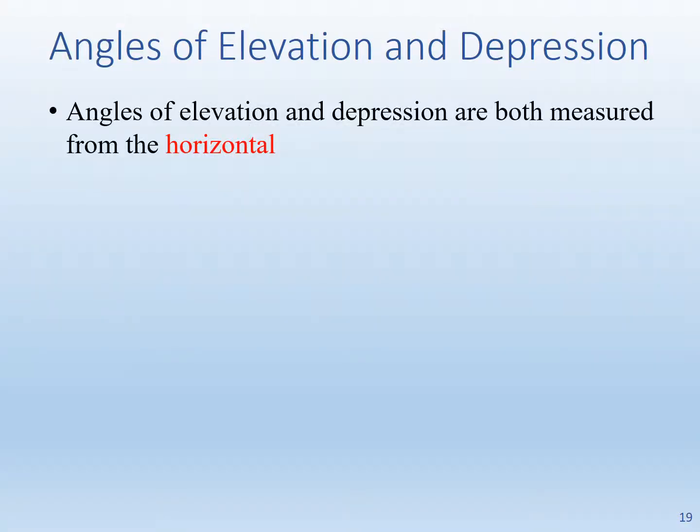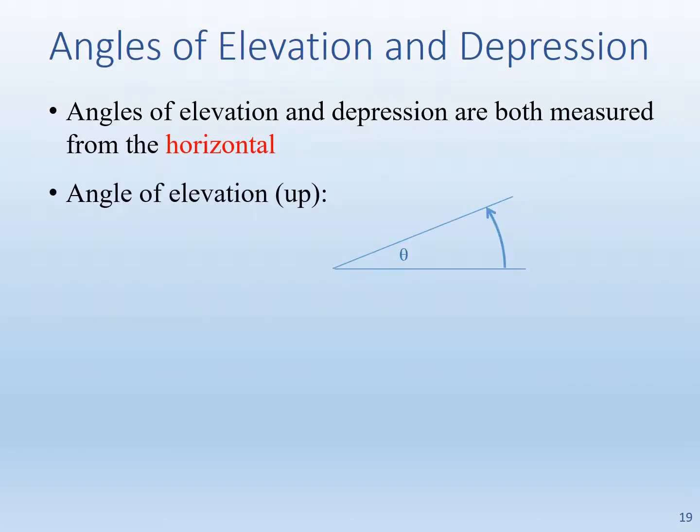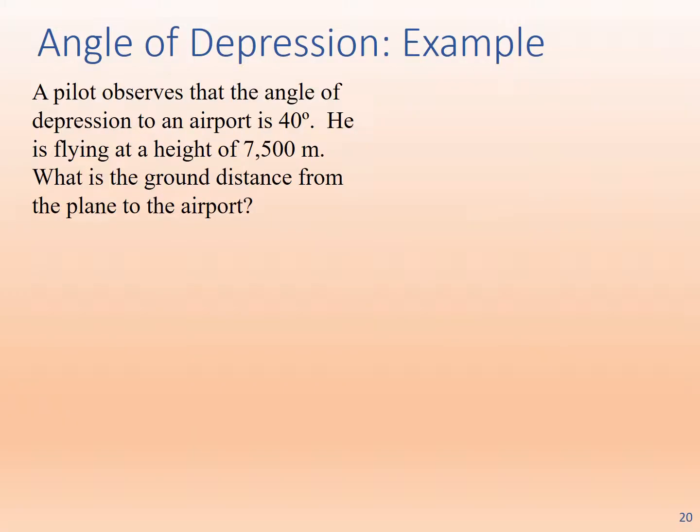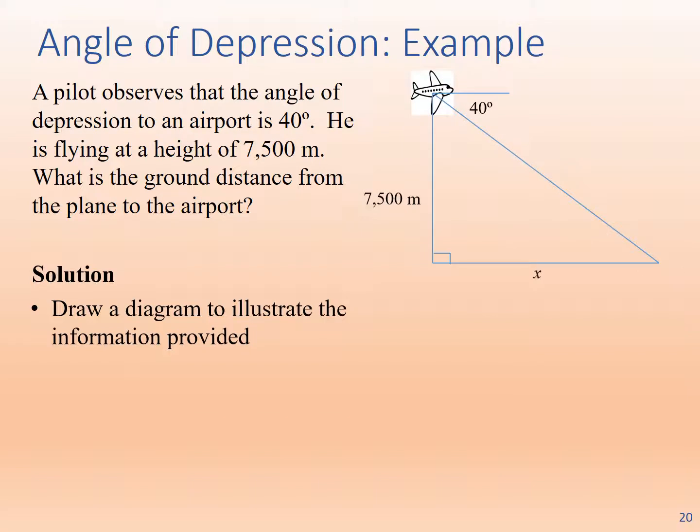The angles of elevation and depression are always taken from the horizontal. The angle of elevation means that we're going up, and the angle of depression means we're going down from the horizontal. A pilot observes that the angle of depression to an airport is 40 degrees. He is flying at 7,500 meters. What is the ground distance from the plane to the airport? No diagram supplied with this question, so we have to provide one ourselves. So there's all the information.